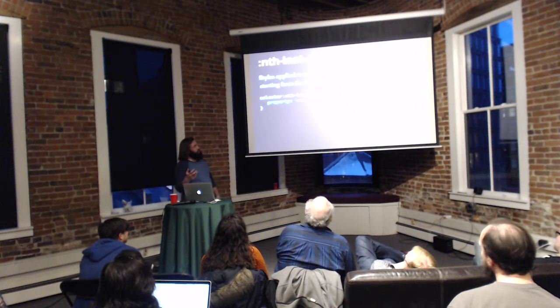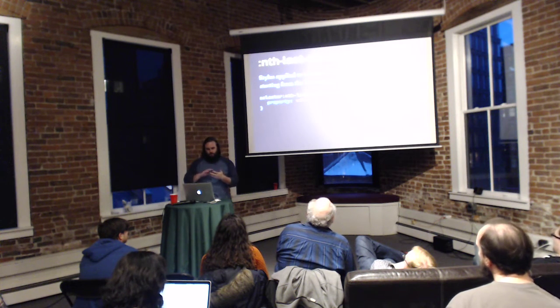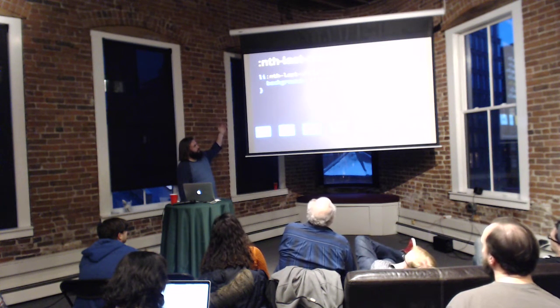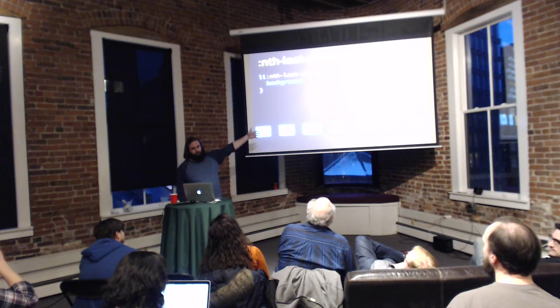Nth last child, it's the same thing. So it's the source order starting from the bottom. So if we did nth child 3, it would have been 3, but this is nth last child, so it's starting from the bottom. So 1, 2, 3 gives us 5.